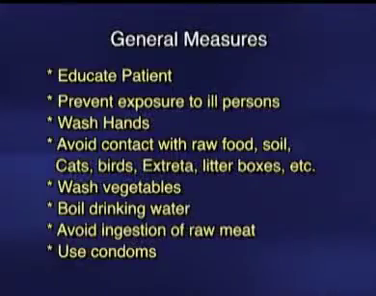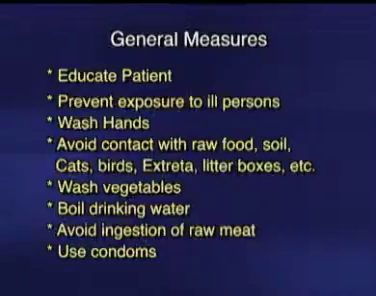The prevention of serious infections requires certain general measures. These are to educate the patient, to prevent exposure to ill persons, washing of the hands, avoiding contact with raw food, soil, cat and bird excreta, litter boxes, washing of the vegetables, boiled drinking water, avoiding ingestion of raw meat, using condoms. Vaccination as feasible for hepatitis, meningitis and certain other diseases can be given. Chemoprophylaxis can be given through certain medicines. These medicines are instituted so that the disease does not come to the patient.